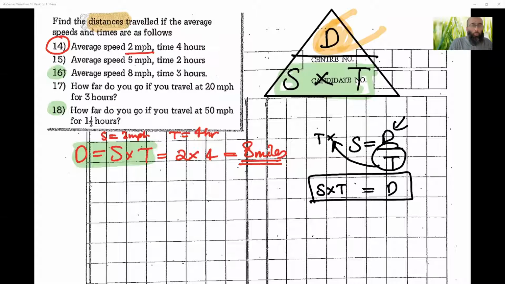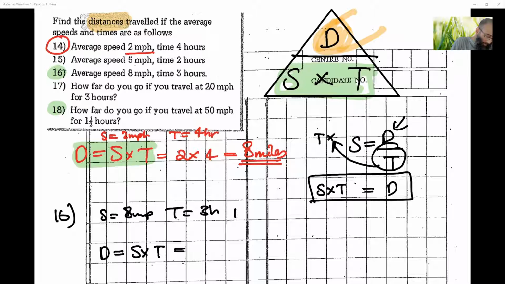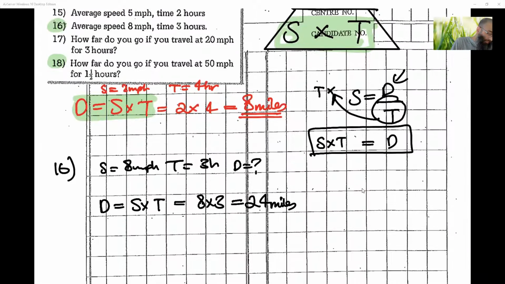Okay, Umama, can you join me on question number 16, please? We know that the average speed is 8 miles per hour and the time is 3 hours. We don't know the distance. The distance is equal to speed times time, which is 8 times 3, which is 24 miles. Not 24 hours, but 24 miles. Thank you for that, that's lovely.